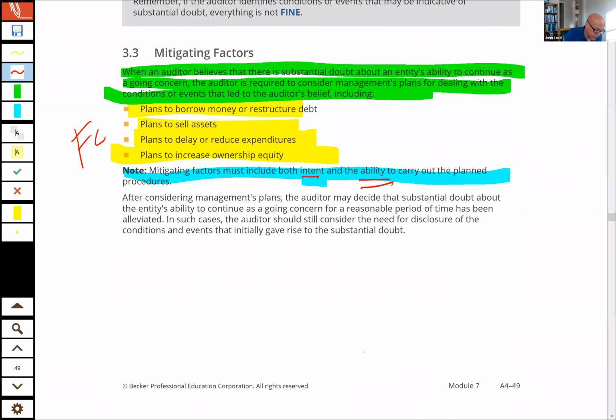Okay. Now, after considering management's plans about the substantial doubt, the auditor may determine that the substantial doubt concern has been alleviated, but that does not preclude the auditor from considering the need for disclosure. The auditor doesn't have to put anything in their report, but the auditor may now wish the company to disclose some of the matters that gave rise to the going concern concern, because it could still be significant enough that they need to be disclosed, whatever they are.